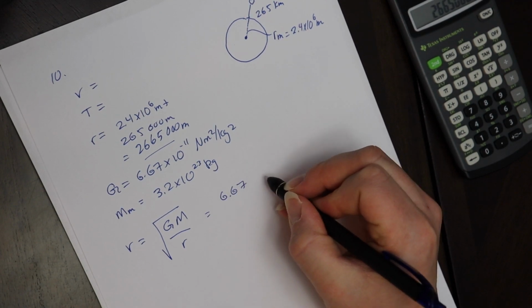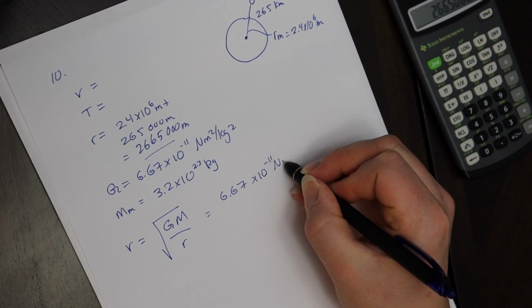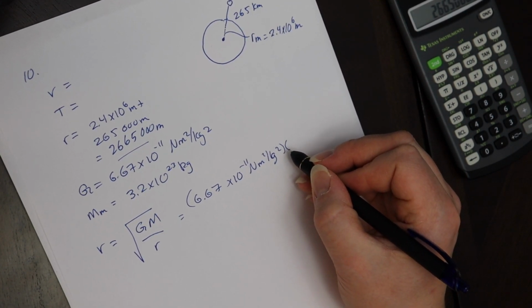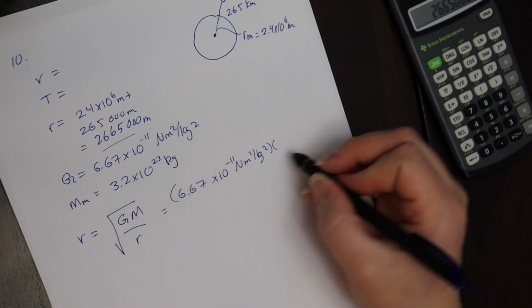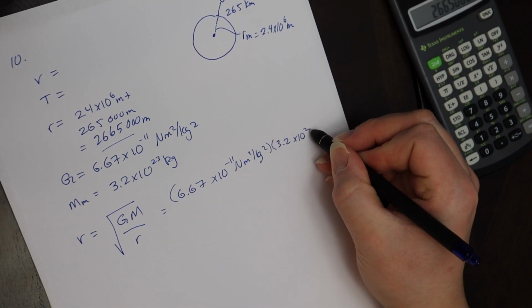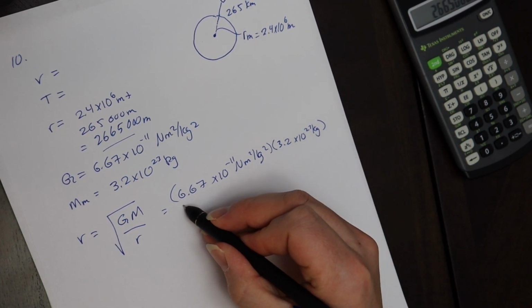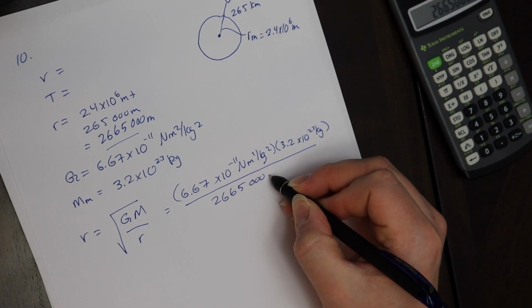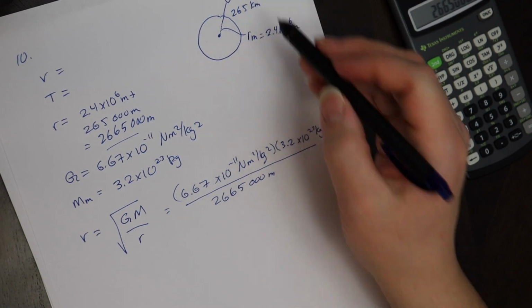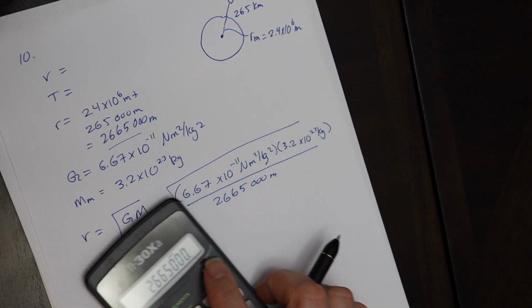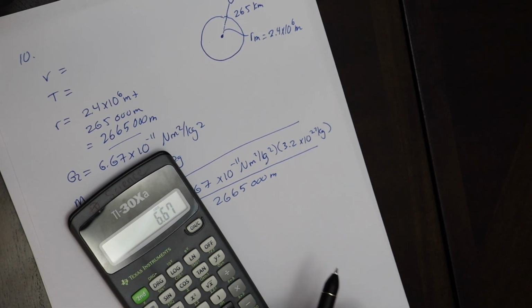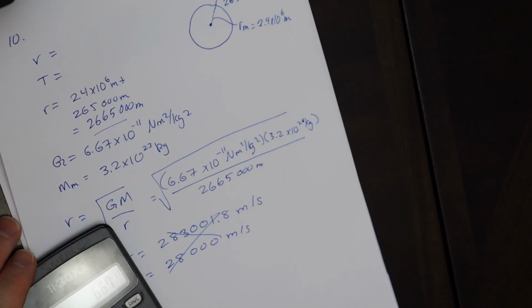So 6.67 times 10 to the minus 11 newtons meter squared per kilogram squared times the mass of Mercury, which is 3.2 times 10 to the 23 kilograms, divided by the radius, 2665000 meters. I don't believe anything's squared, nope, but the whole thing is square root. So this is where you just have to be careful with your math, with your calculator. 6.67 times 10 to the minus 11 times 3.2 times 10 to the 23.